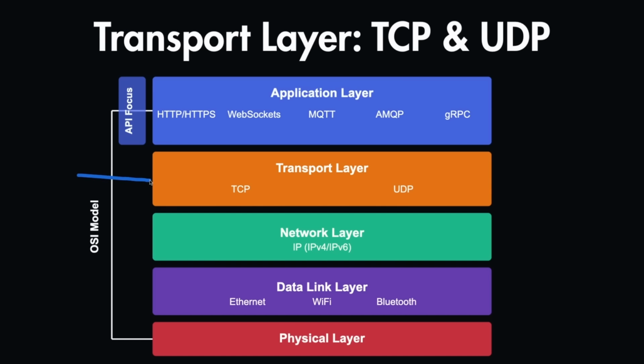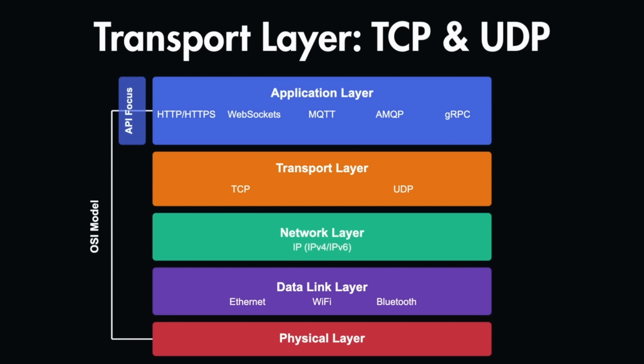That's where the second layer comes in the OSI model, which is the transport layer that has the TCP and UDP inside of it. These are both transport layer protocols, meaning they handle how data moves from one machine to another over the network, but both are doing it very differently.